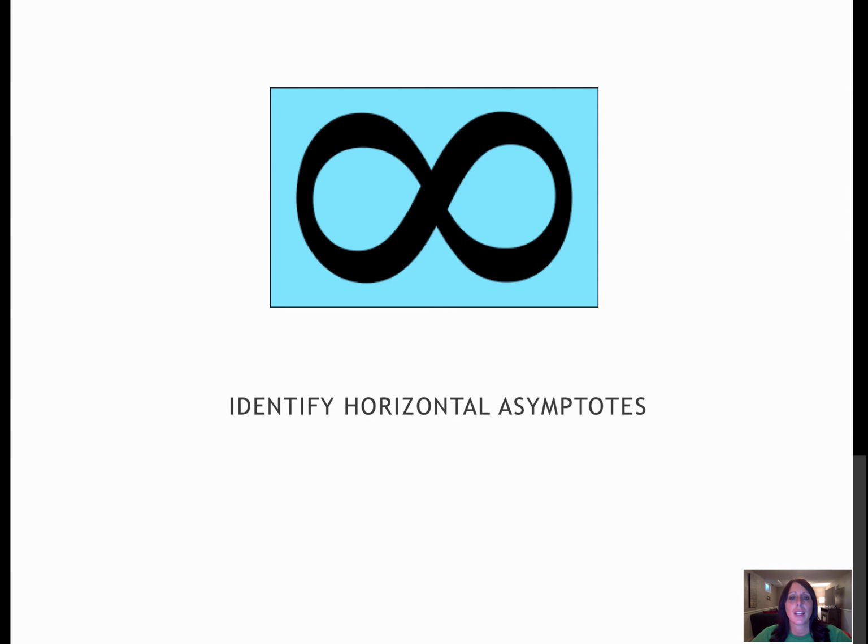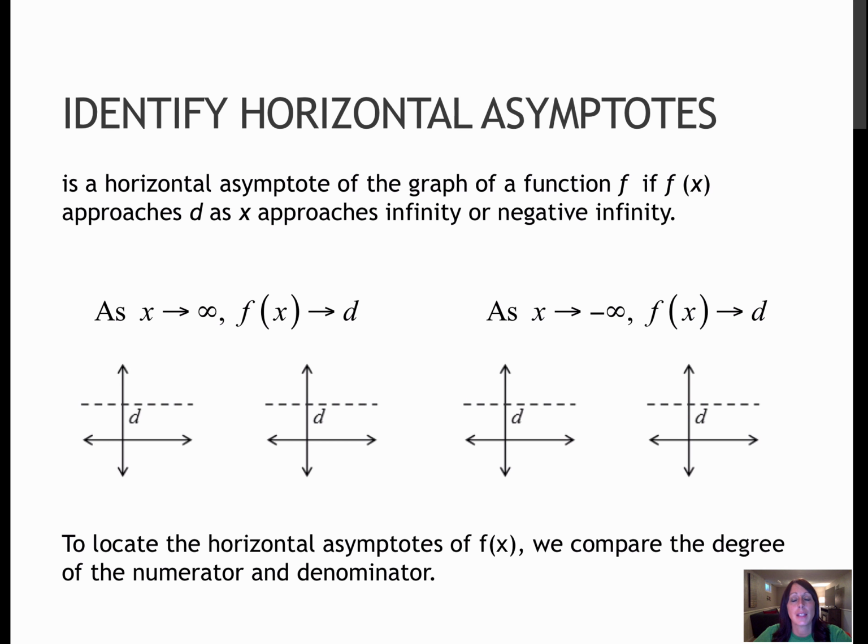So we just finished talking about vertical asymptotes, and now we're going to talk about horizontal asymptotes, which of course are the horizontal lines. Horizontal asymptotes are a little bit different than vertical asymptotes. In a vertical asymptote, there's no function that will ever cross a vertical asymptote. So nothing will ever touch it if it's vertical.